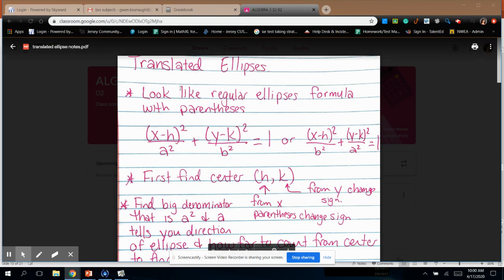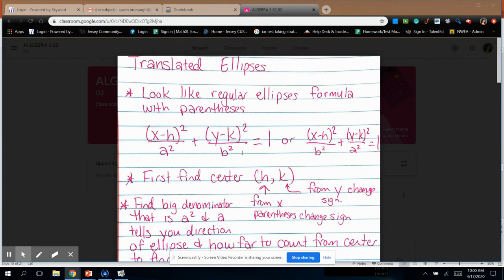Hey guys, here's your notes on translated ellipses. All you have to do today is the notes. And Monday, we will finish the math lab. Some of you will be working ahead though, because I'm going to post the math lab video later so that you can work ahead if you want, and then you can take Monday off while you figure everything out.